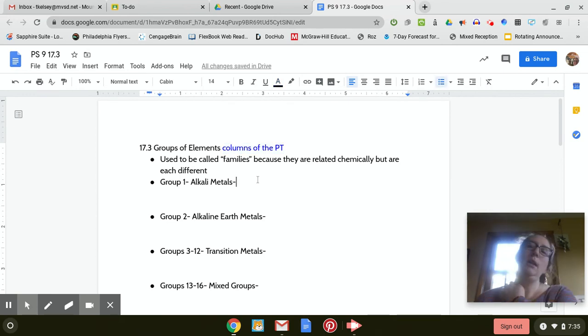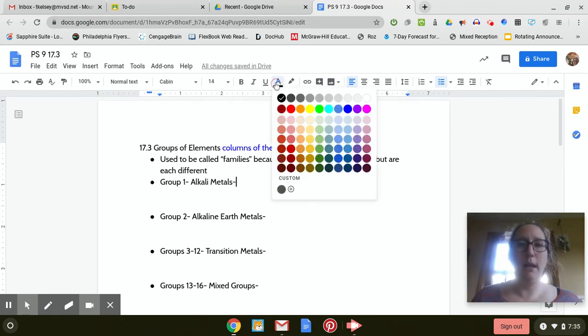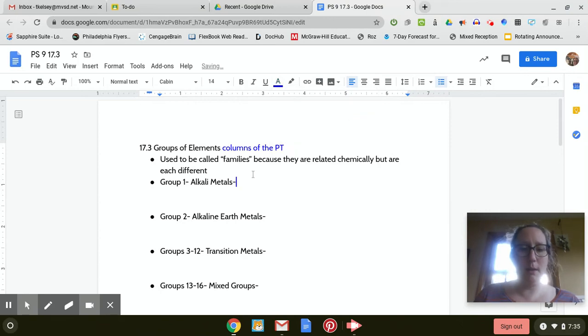All right, so I'm starting all the way over on the left-hand side of the periodic table. The first column is called the alkali metals, or group 1. The reason they're called the alkali metals is that alkali is an Arabic word for fire.